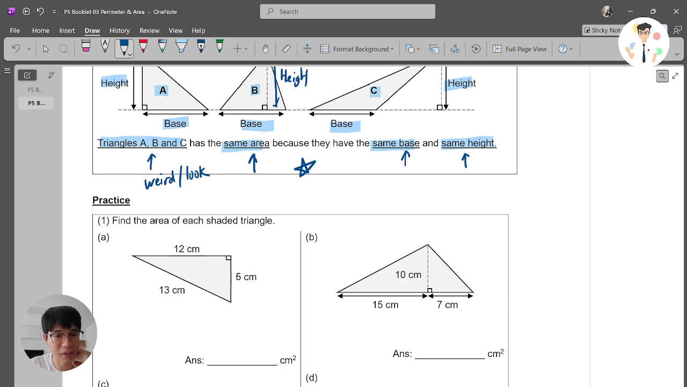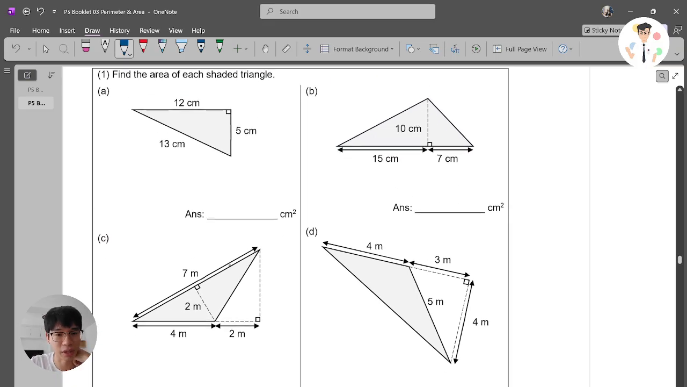I even can call this 5 as base. Okay, base and height, actually it's not important to define them. Is it like this base or like this base? What you need to know is always it will form 90 degrees.